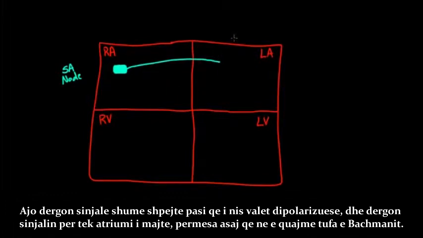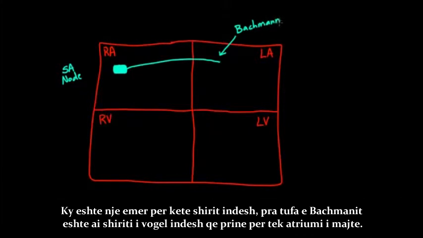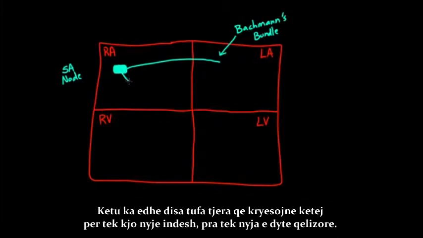It heads off a signal to the left atrium through what we call Bachmann's bundle. That's just a name for that little band of tissue. So Bachmann's bundle is that little band of tissue that heads over the left atrium. And then there are a few other bands that actually head down this way to this node of tissue, so a second node of cells.